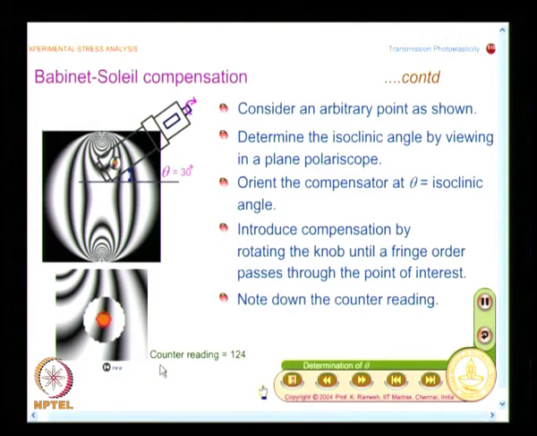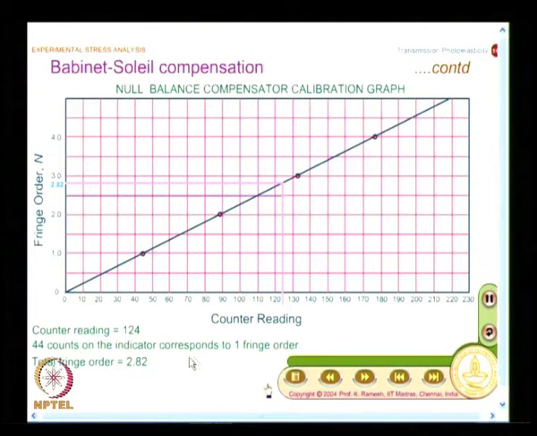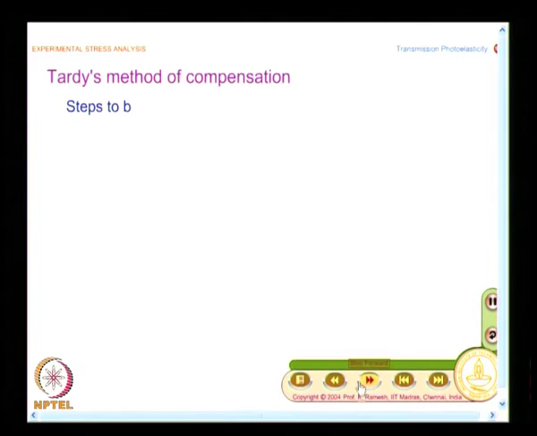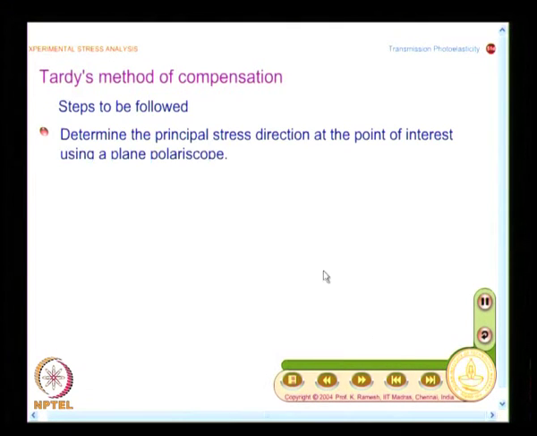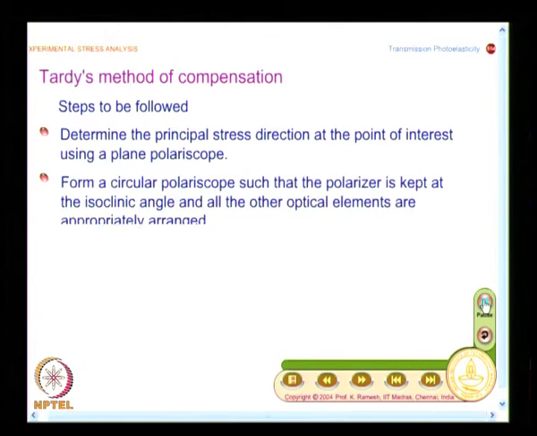And the manufacturers give it in various ways. In this case, the manufacturer has given directly: note down the counter reading. Then he has also supplied a graph, and based on the graph you can find out the fringe order at the point of interest. Then we moved on to what is known as Tardy's method of compensation.